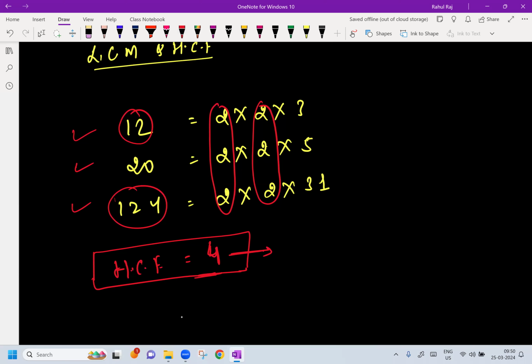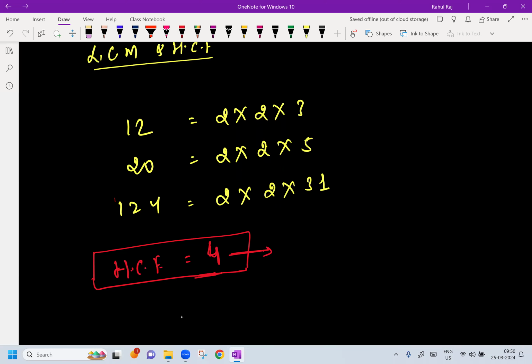Now imagine, how do you find LCM? To understand LCM, Alexa, you need to first of all bring them all in the prime factor form. And then again, this can be written as 2 square cross 3. This can be written as 2 square cross 5. And this can be written as 2 square cross 31. This is an easy one. I'll show you the other example also.